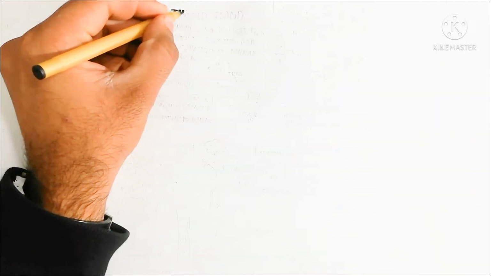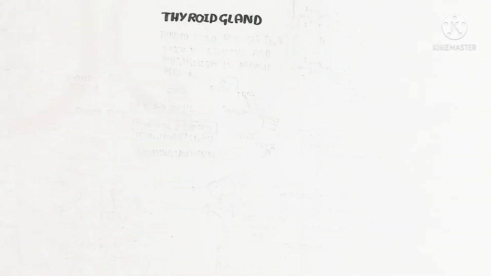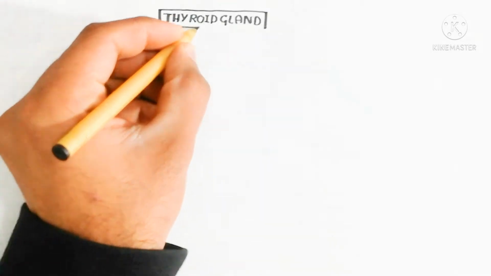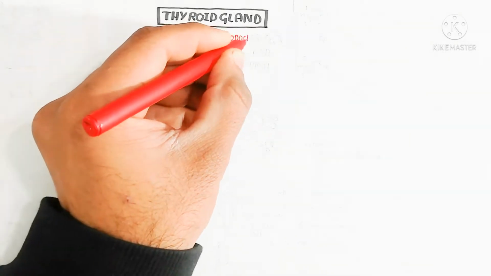Hello, in this video we will discuss the thyroid gland. The thyroid gland produces T3 and T4, triiodothyronine and thyroxine, which are essential for metabolism in a normal individual.